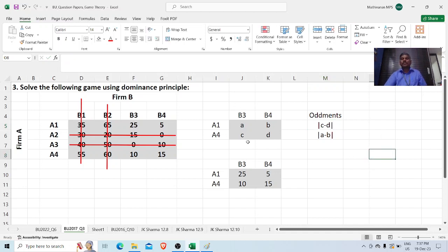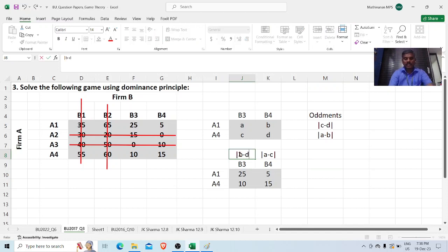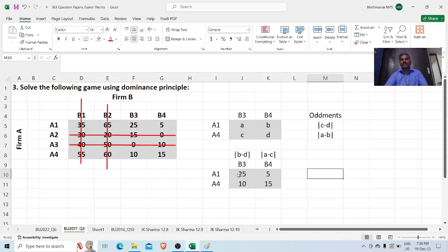Next we will come to the column. The first column is A and C. The elements are A and C. We will take a modulus of the difference of A and C and write across the second column. Then we will take the difference of B and D and write across the first column. Modulus of B minus D. They are taken and written here.